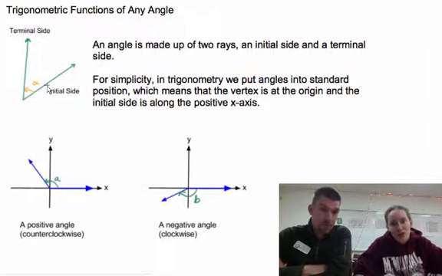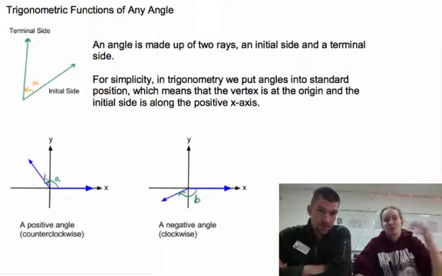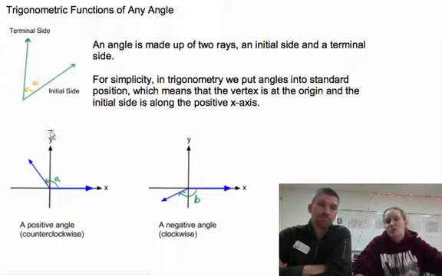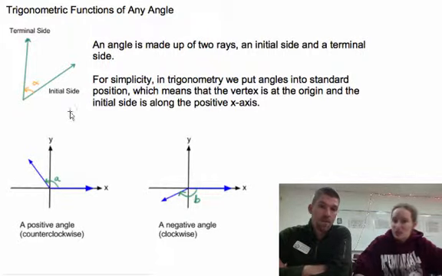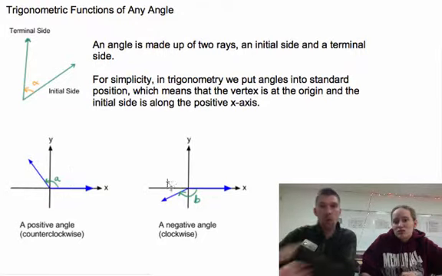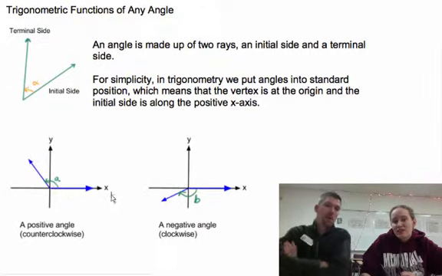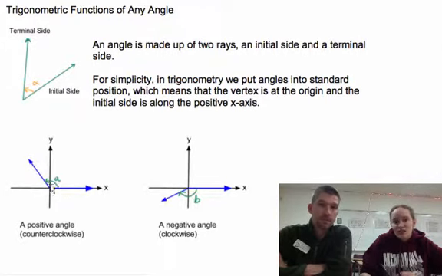And then for simplicity in trig, we put angles into standard position, which means the vertex, which is this little point right here, is at the origin, (0, 0), and the initial side is along the positive x-axis. So pointing off towards the number line that you've been using since kindergarten, we might as well keep it as simple as possible. So right here, 0 degrees is over here where this x is, because this is the positive x-axis, and then we just move the angle so that that's its initial side and its terminal side is wherever it needs to be.